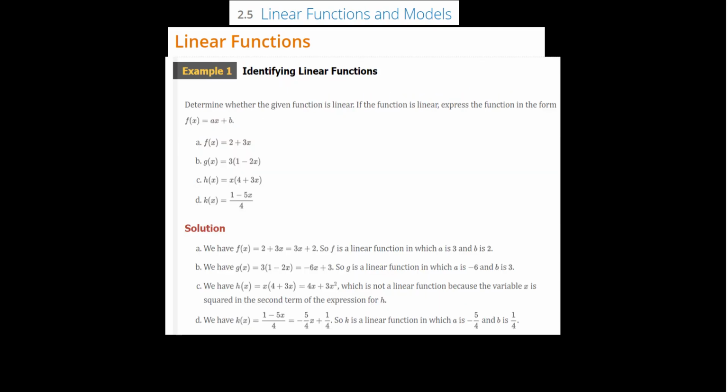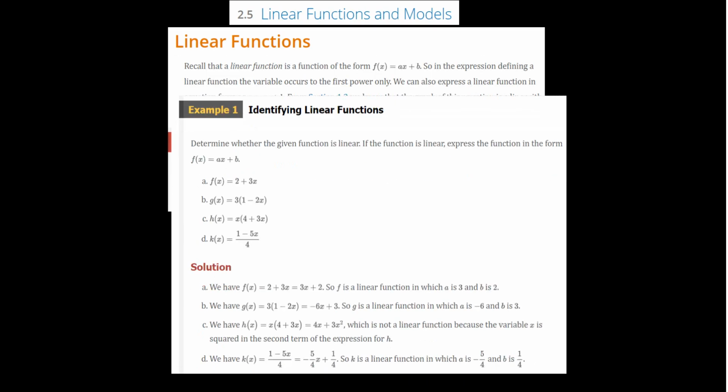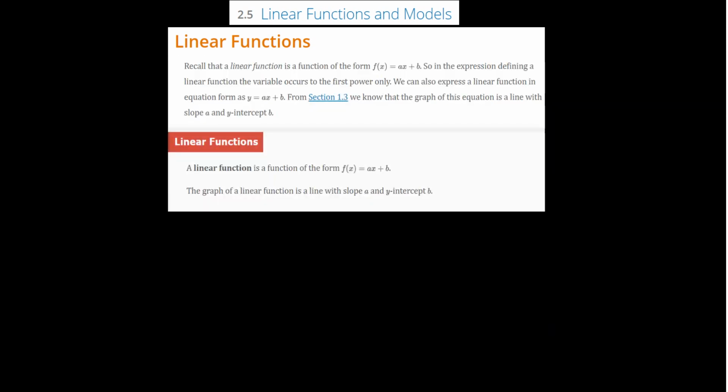Can I do current page? No. Okay, so let's take that back.